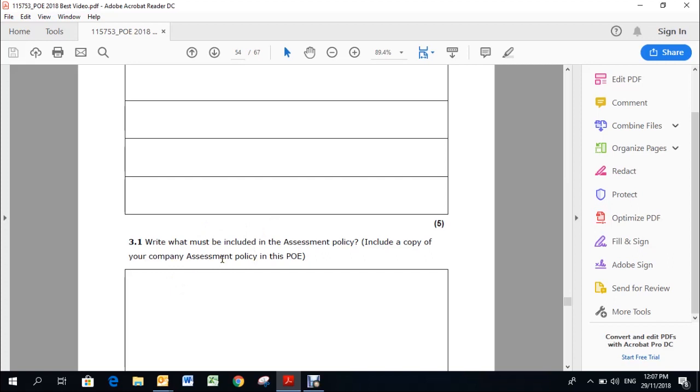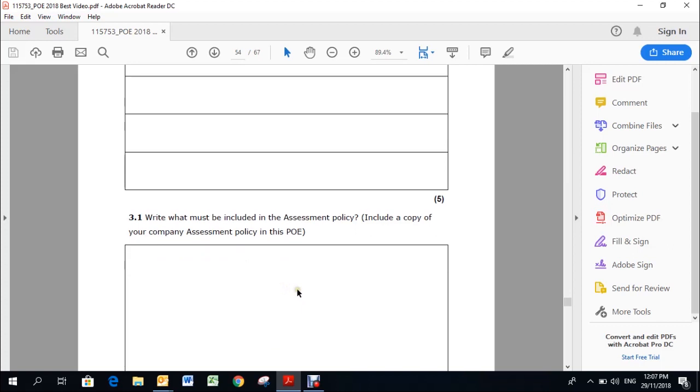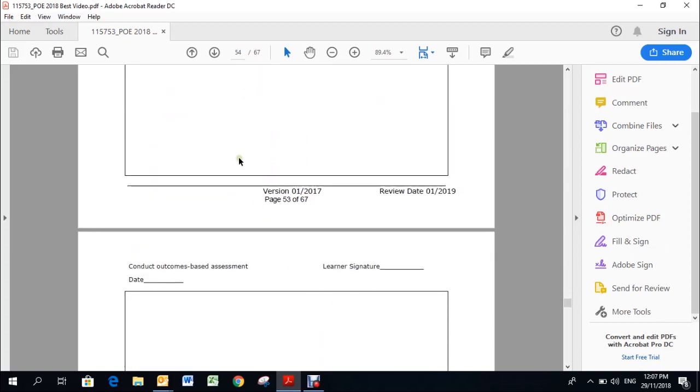It also includes the VACS analysis, which is valid, authentic, reliable, current, and sufficient. That is well explained in the assessment policy. But now you need to go and look for a policy, or you can even Google and search, then look at the policy and indicate what must be included in there.